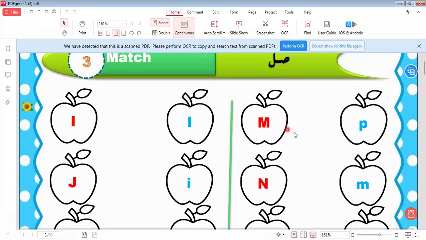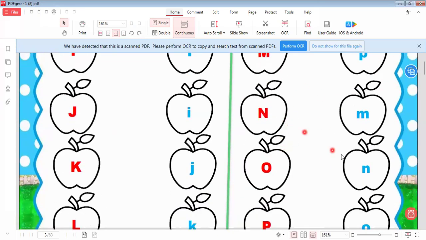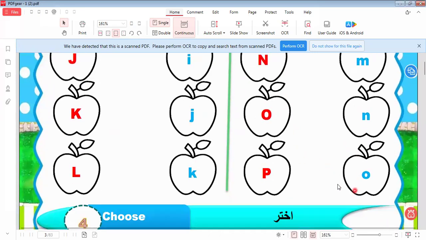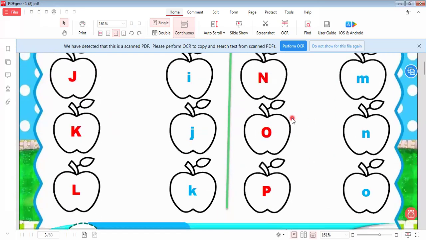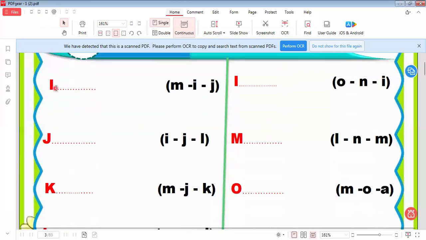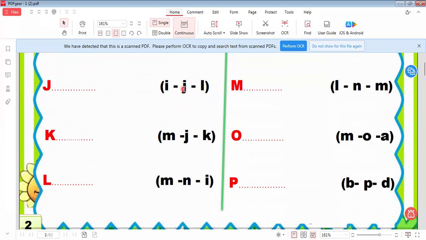Here is capital M by small m. Capital N by small n, capital O by small o, capital B by small b. Let's go to another one. Here is I capital with I small, this one. Here is capital J with small j, this one.